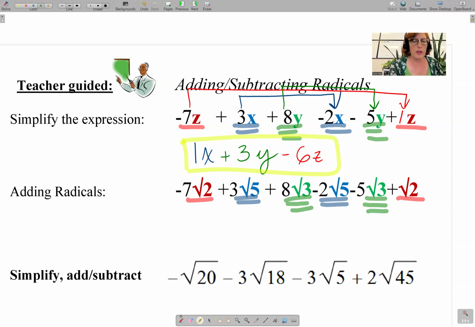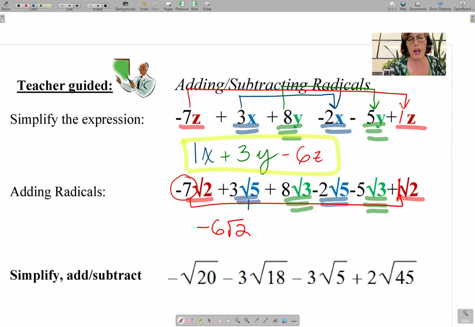All right. There's no alphabetical order here, so I'm just going to work left to right. So I'm going to do my root 2's first. So I basically have 7 minus, there's a 1 there. Negative 7 plus 1 is going to be negative 6 root 2.